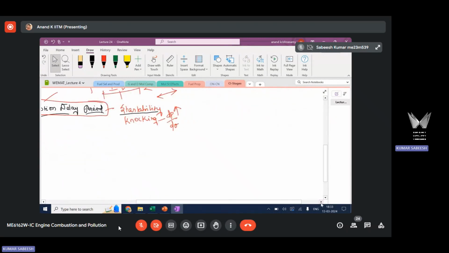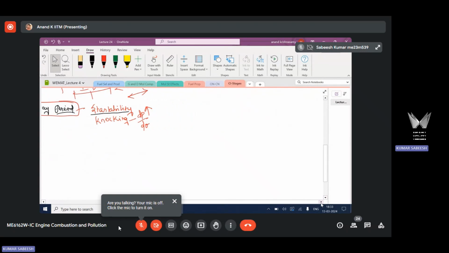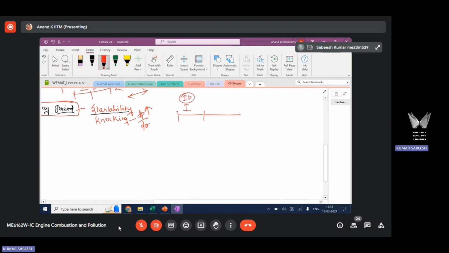So you have these 4 stages. I'll show it separately here. Stage 1 is ignition delay. Then stage 2 is the premix phase. Stage 3 is the diffusion phase. Then the final stage is afterburn. Now, when we talk about the duration of these different stages, all of this is dependent on the ignition delay time, because this happens one after the other.